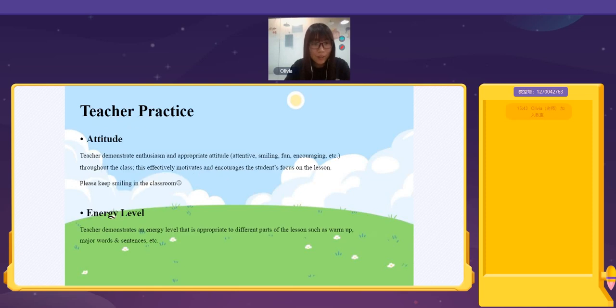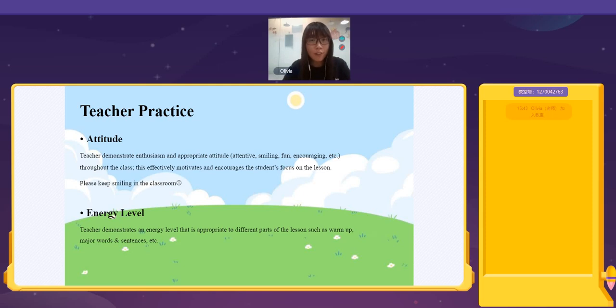Let's move on to the next one. It's attitude. Teacher demonstrates enthusiasm and appropriate attitude: attentive, smiling, fun, encouraging, and so on throughout the class. This effectively motivates and encourages the students to focus on the lesson. So please keep smiling in the class. The kids love teachers' smiles, so please keep your beautiful smile in the classroom.